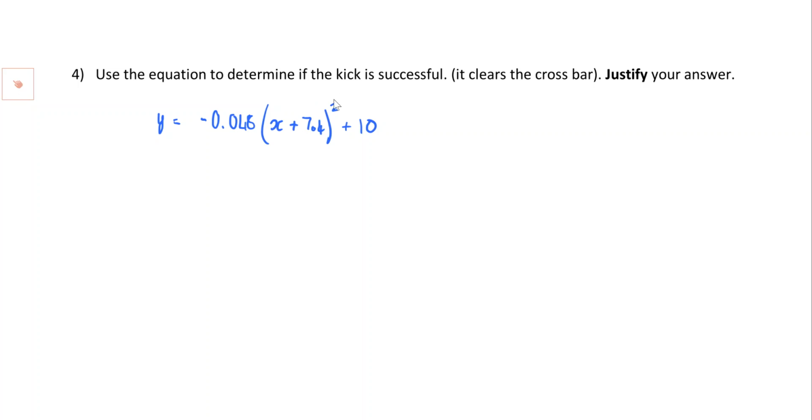So if it clears the bar, we're basically saying, if there's the crossbar, where is the ball? Is it up there? Is it down there? What do I know about those points? Well, I know it's when x equals 0. So I just put it straight in here. I don't need to do anything else. So what is the y value? 0.048, 0 plus 7, that squared, plus 10. Okay. And when you do that, what answer do you get?